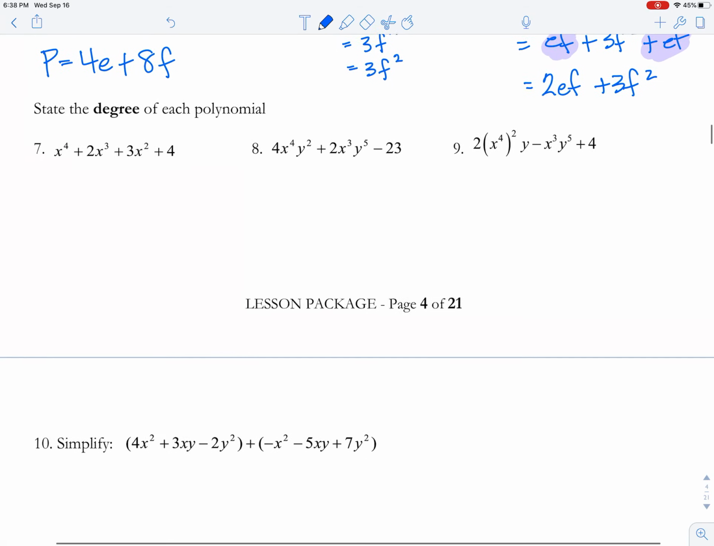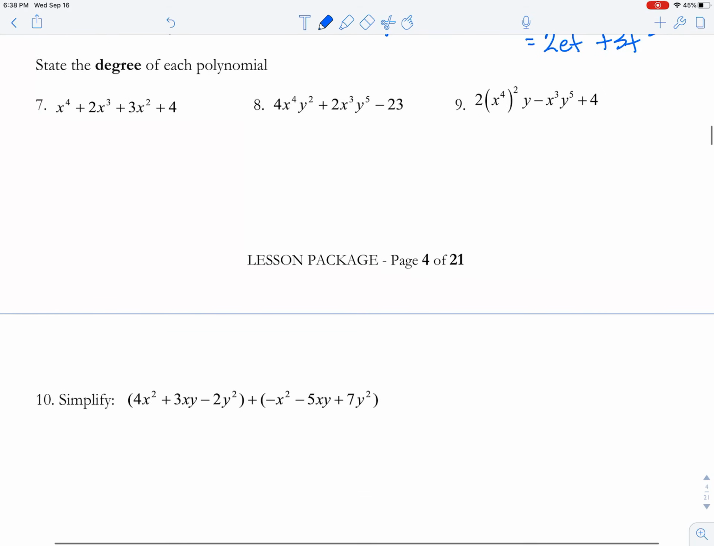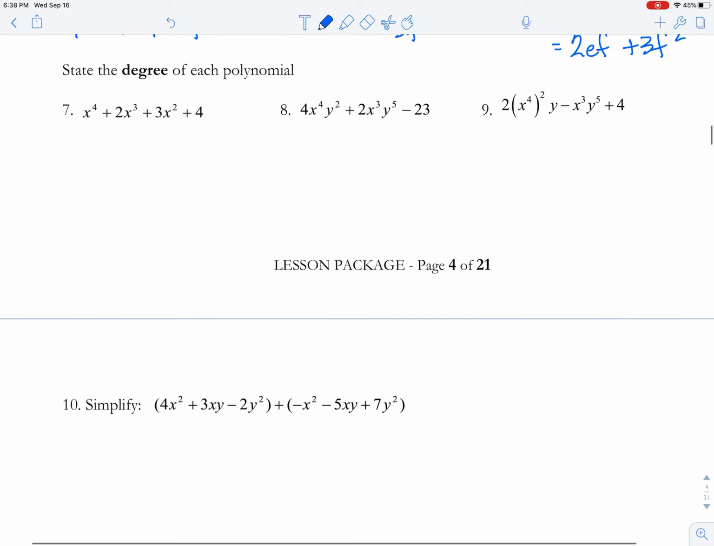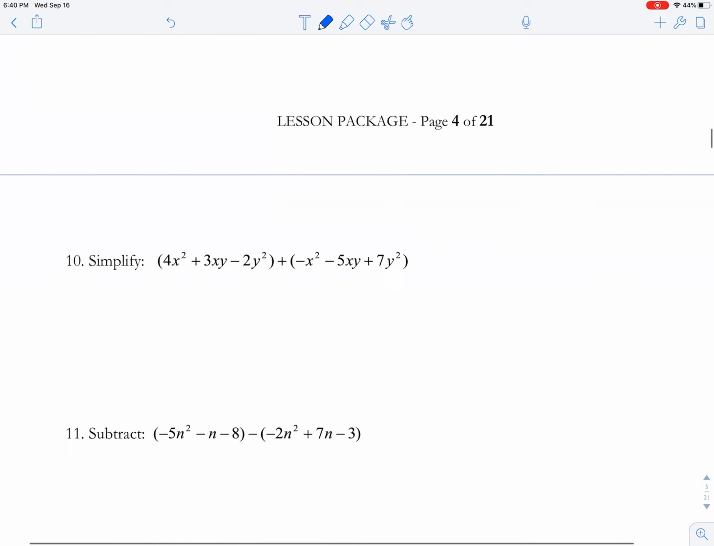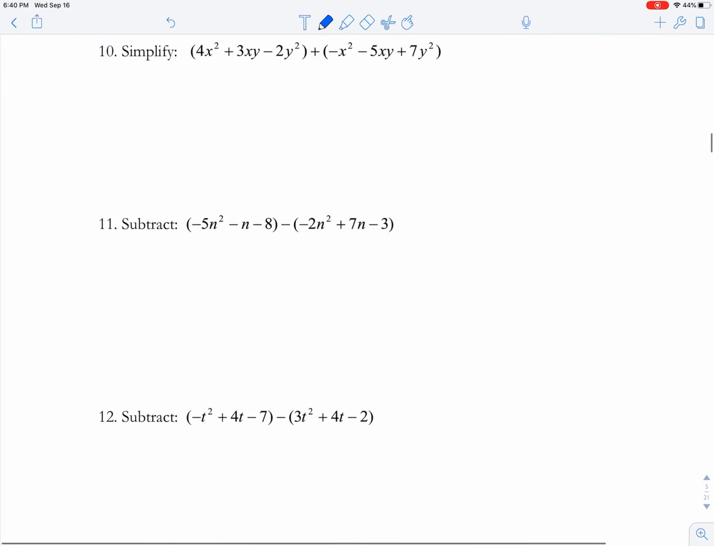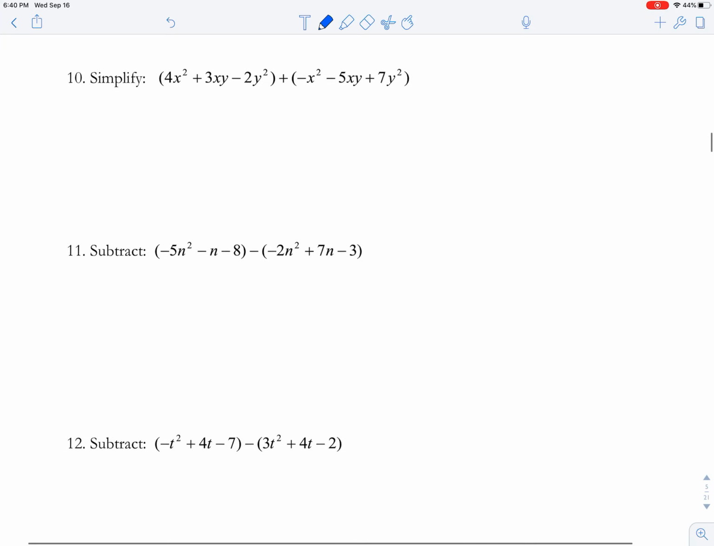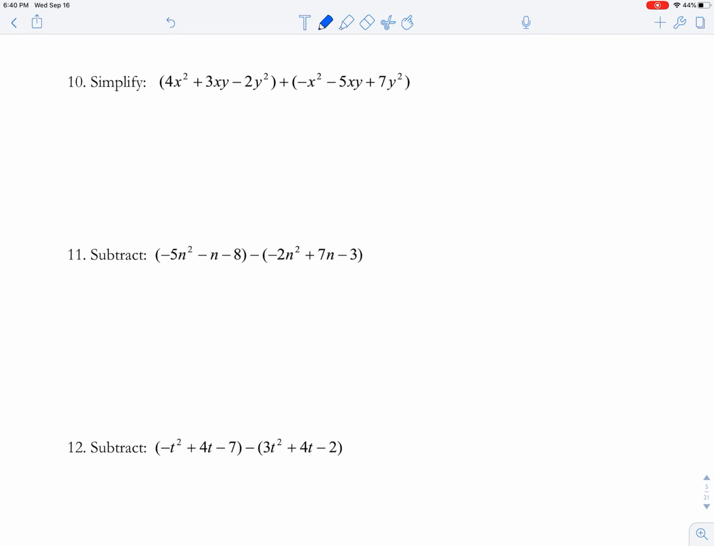Coming back, stating the degree of each polynomial. I'm going to leave this one for us to do together as a class because it's going to be really important for us to do that. But I am going to move on really quickly and do some more of the simplifying. We're going to do 10 together in class, so I'm writing classwork. This one I want to practice number 11 now. And then number 12 will also be classwork.